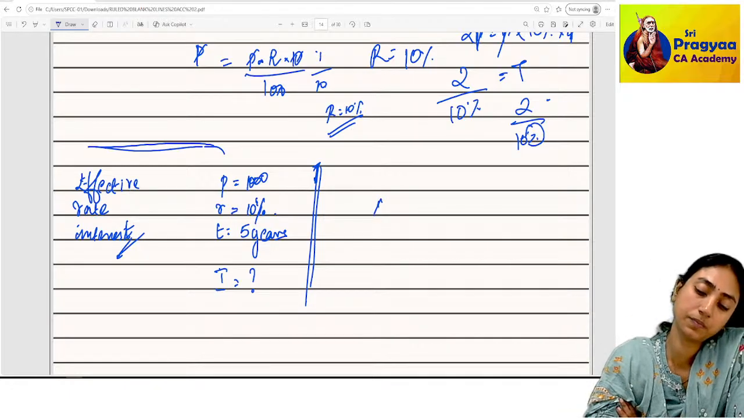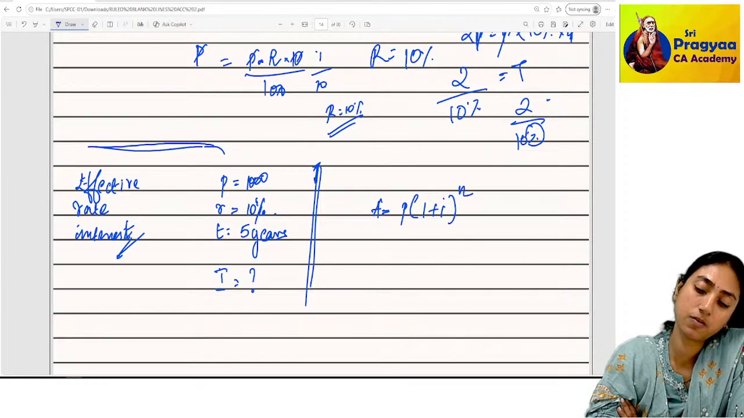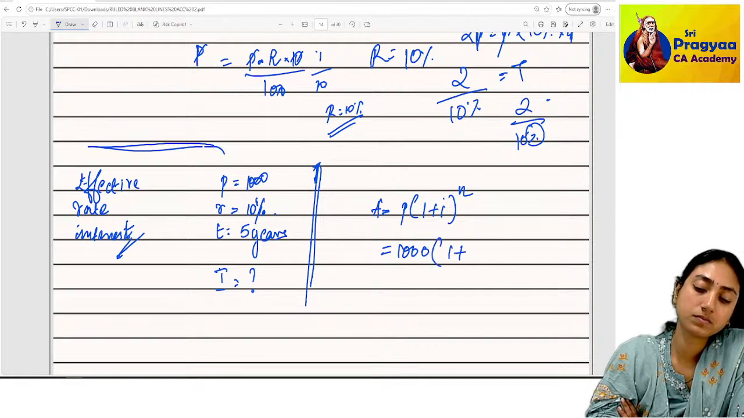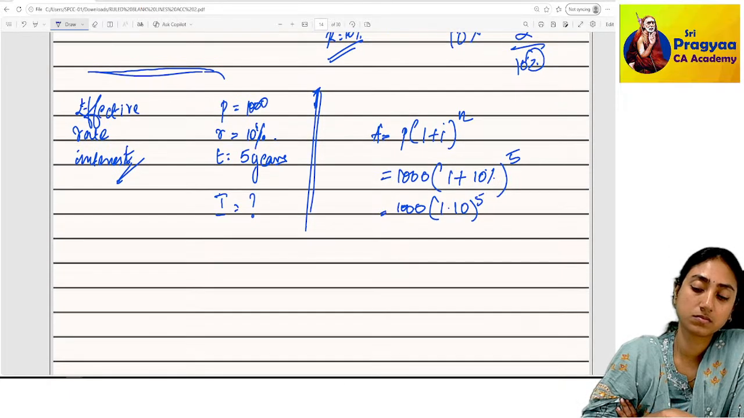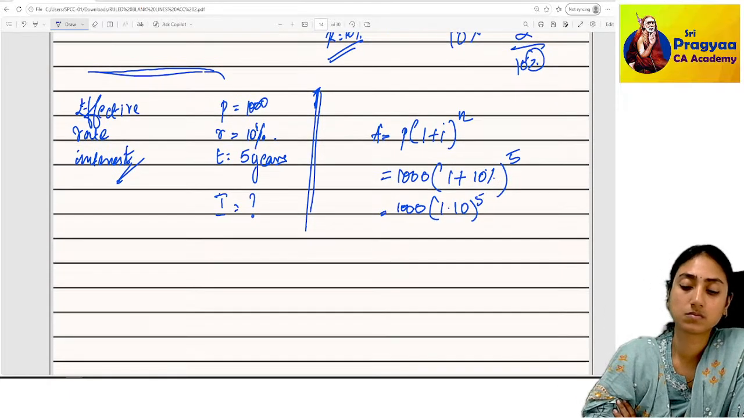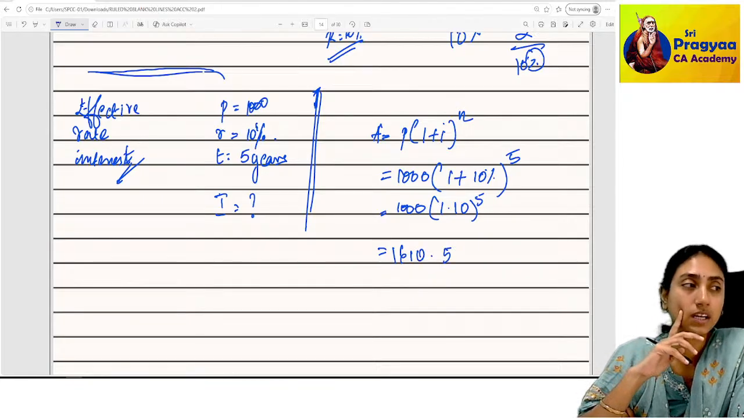A is equal to P into (1 plus I) raised to the power of n. Correct? 1000 into 1.1 to the power 5, that is 1610.51.